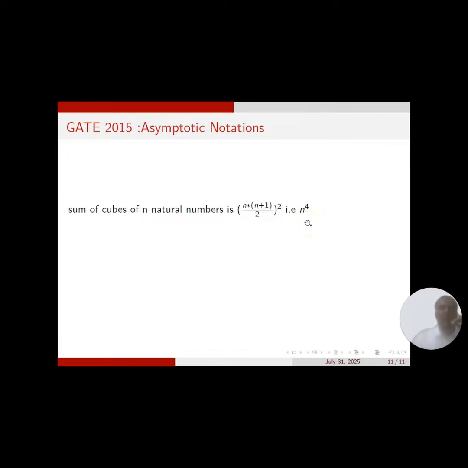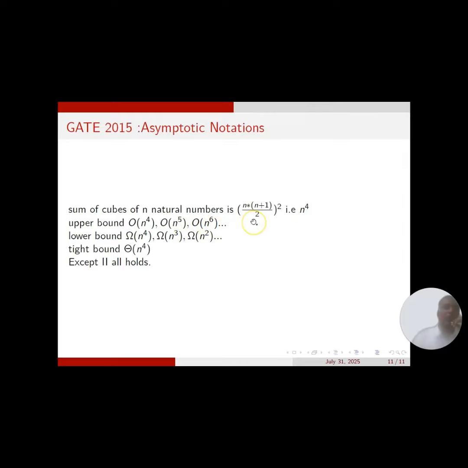Okay, so now as we know that n power 4 is less than or equal to n power 4, as well as n power 4 is less than or equal to n power 5, we can represent this with big O notation. As we know that f of n is less than or equal to c into g of n for all n greater than or equal to 1, we can say that f of n is big O of g of n. So from that we can say that n power 4 is big O of n power 4, big O of n power 5 and big O of n power 6, and so on.